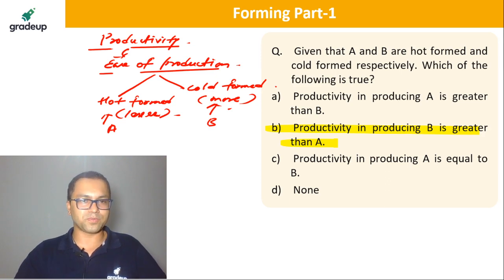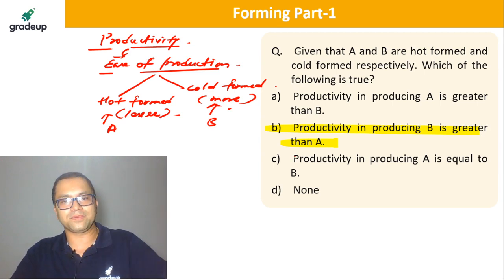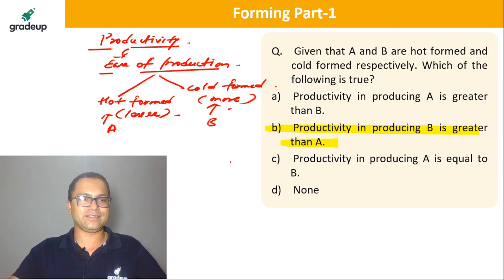Productivity is always measured in terms of time, Ajit. How do you measure productivity? It's in time, right? So that's why it has to be B.